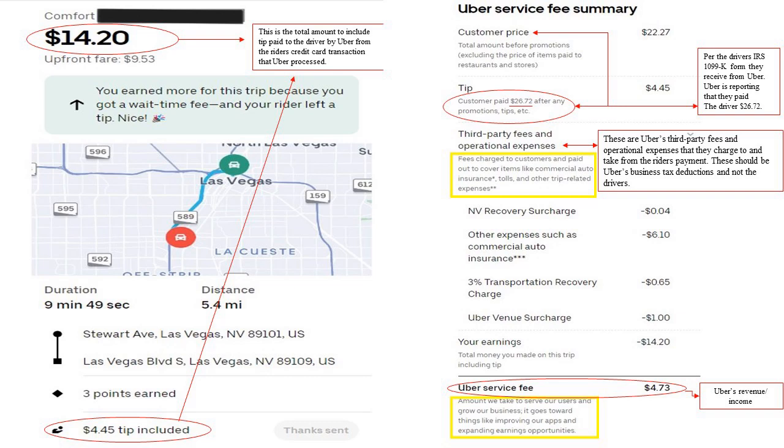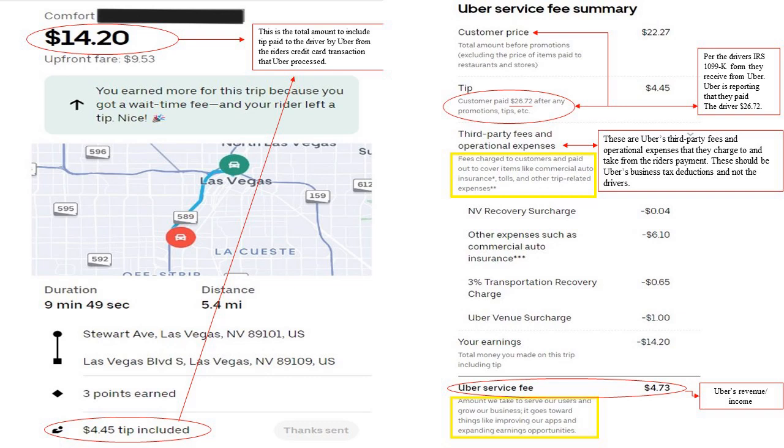As we continue to look further down the receipt that Uber provides its drivers for the fare, we will see that Uber charged the rider's credit card for this particular ride a total of $26.72. Now keep in mind, this $26.72 is what will appear in your total for each month on your 1099-K.